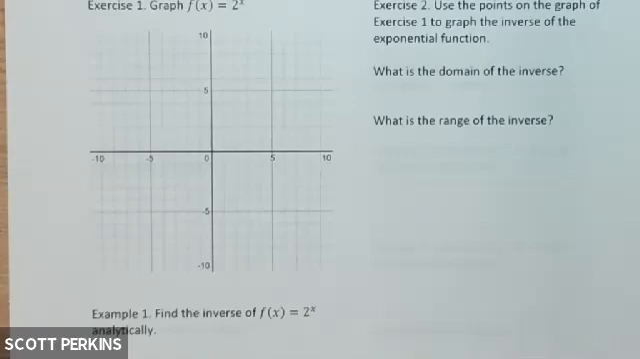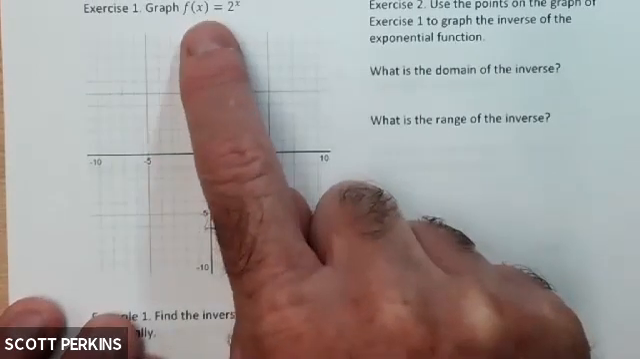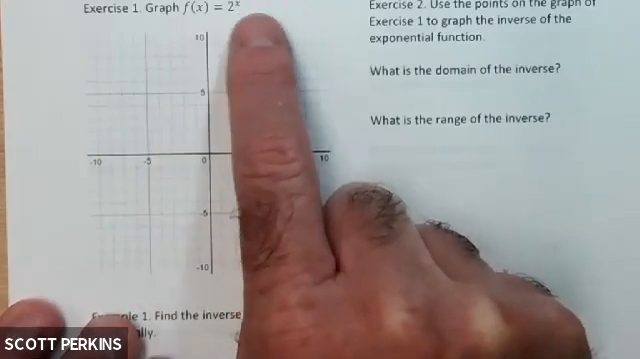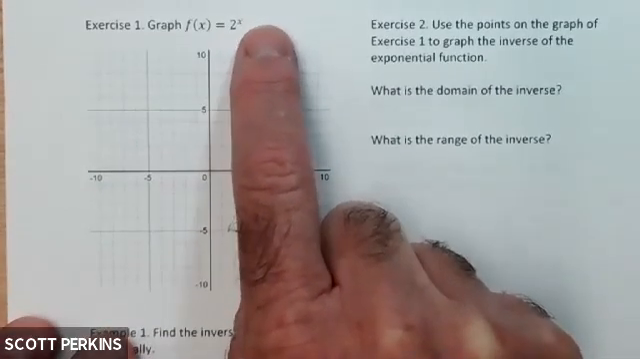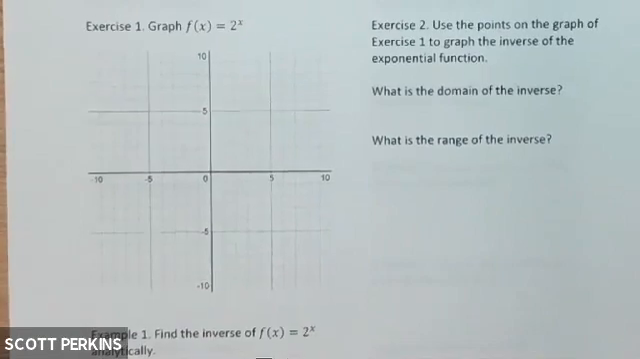And after you've done with the graph, right underneath this or to the side right here, go ahead and rewrite what the domain and the range of 2 to the x power is.